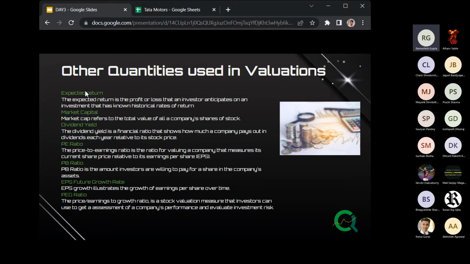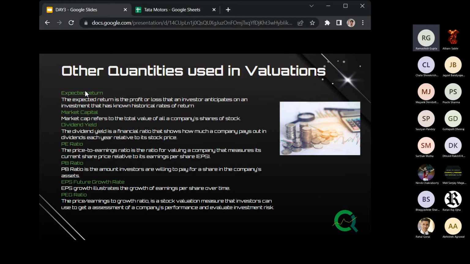Then next is market capital, which basically means how much of the capital is in the market. Suppose, in recent times you would have heard of the LIC IPO, one of the biggest IPOs of India. LIC, I think, generated a market capital of 20,000 crores in that IPO. Then there is dividend yield.